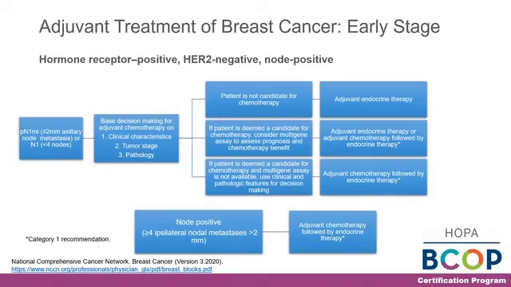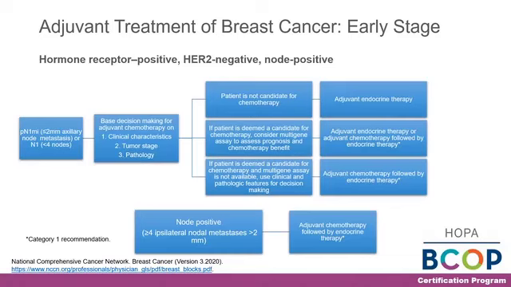Next, we'll go over hormone receptor positive, HER2 negative, node positive disease. If a patient has pathologic N1-MI or N1 disease, which is less than 4 nodes, the recommendation is to make a decision for adjuvant chemotherapy based on clinical characteristics, tumor stage, and pathology. Based on this information, the patient should be evaluated to see whether or not they're a candidate for chemotherapy in general.